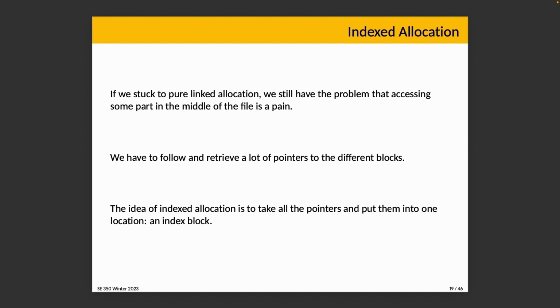Indexed allocation is meant to overcome the problem that we've identified already, which is that accessing a part of the middle of the file is a pain, right? It requires an excessive number of disk reads and following pointers to make that happen. We don't want that. The idea of indexed allocation is to take all of the pointers and put them into one location, which we would call the index block. The index block is a central location for all of this stuff.